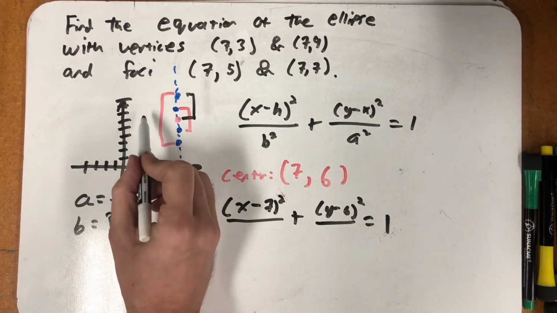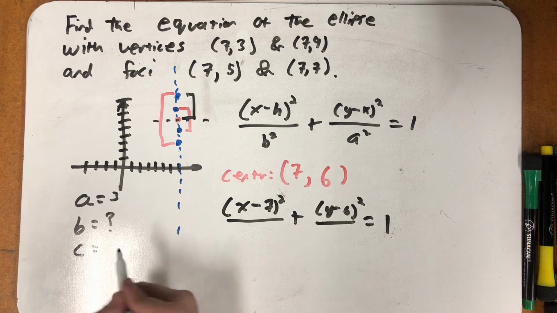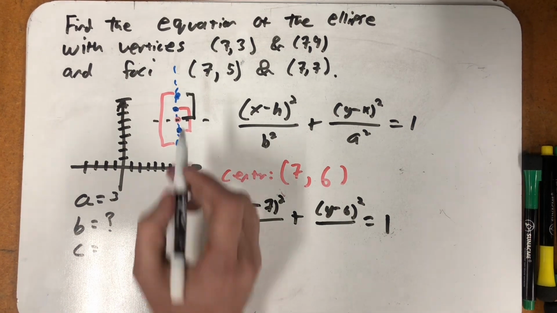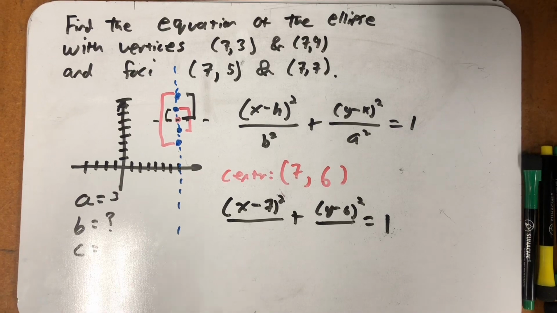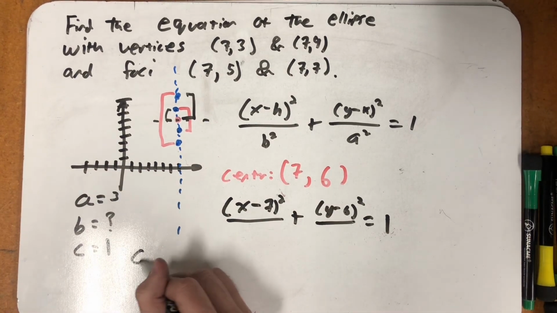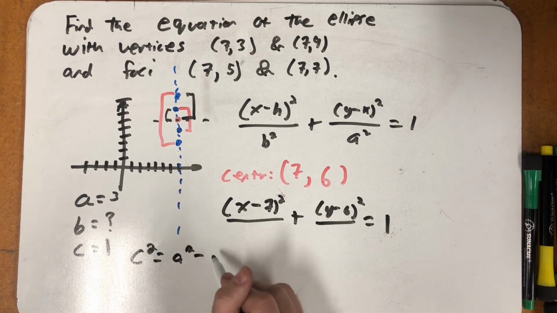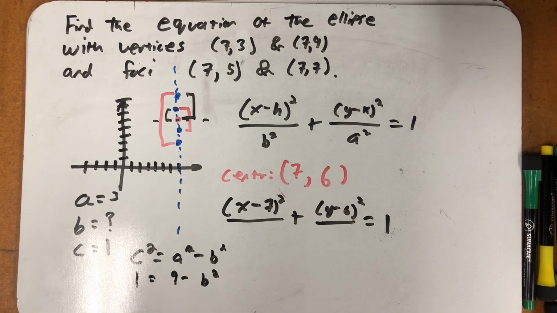b, well, that's the distance out to where the endpoints of the minor axis are. And I don't know those from the diagram, but I do know a value for c, because that's the distance between a focus and the center. And it turns out those are just 1 unit apart. All right, well, c squared is equal to a squared minus b squared. 1 is equal to 9 minus b squared.